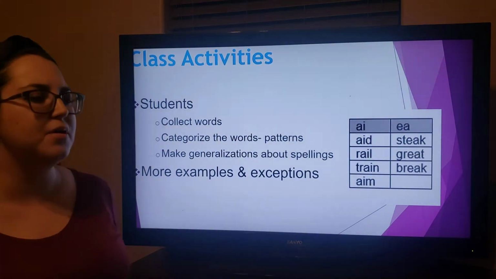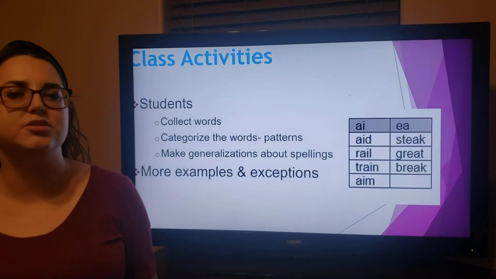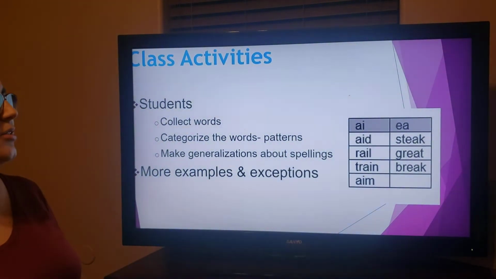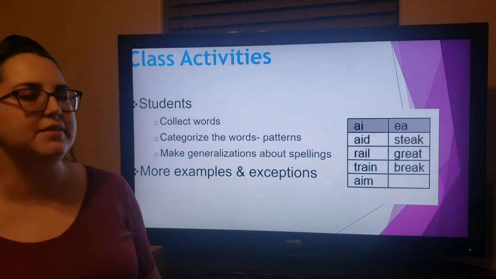And of course, there are going to be more examples through time, and they'll start finding exceptions as well. And so this is an example of them collecting the words and categorizing them.